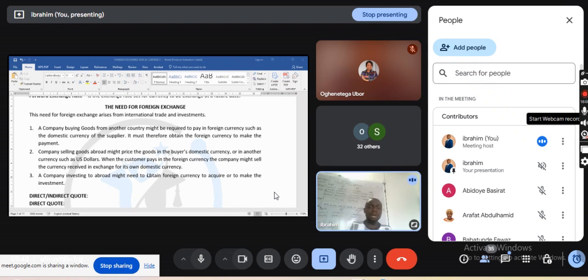What is the value of these goods in dollar? The person is supposed to pay you in naira, but guess what? It's the opposite, right? And these are some of the issues we are facing here.